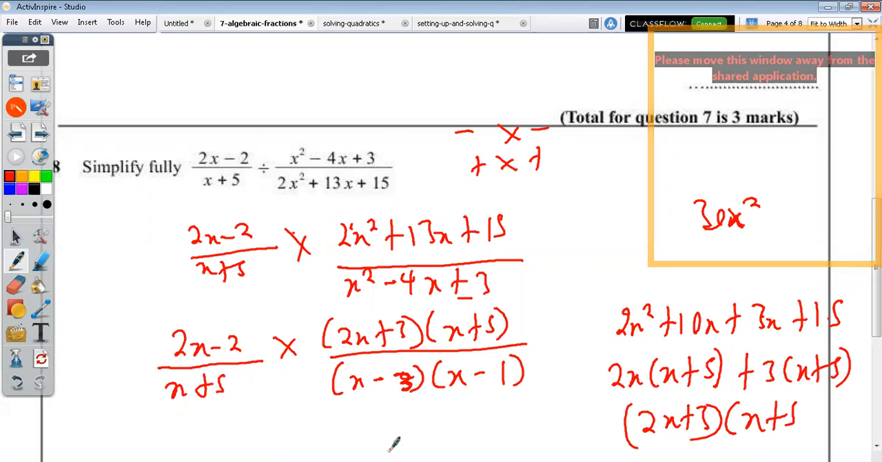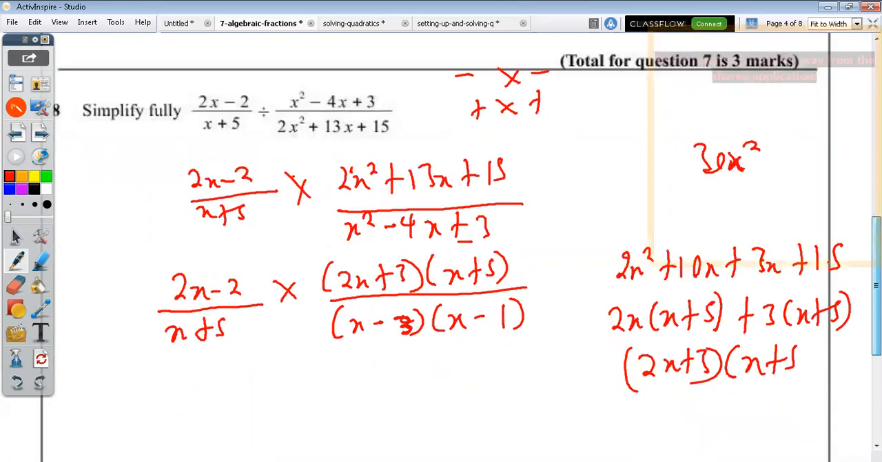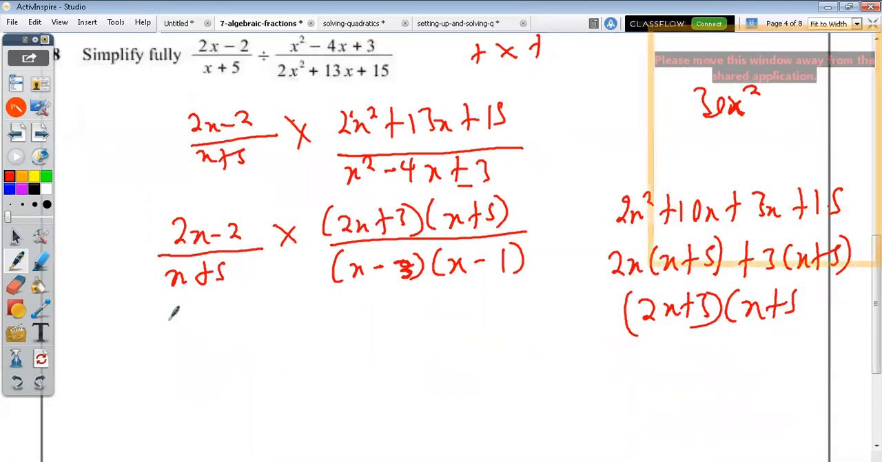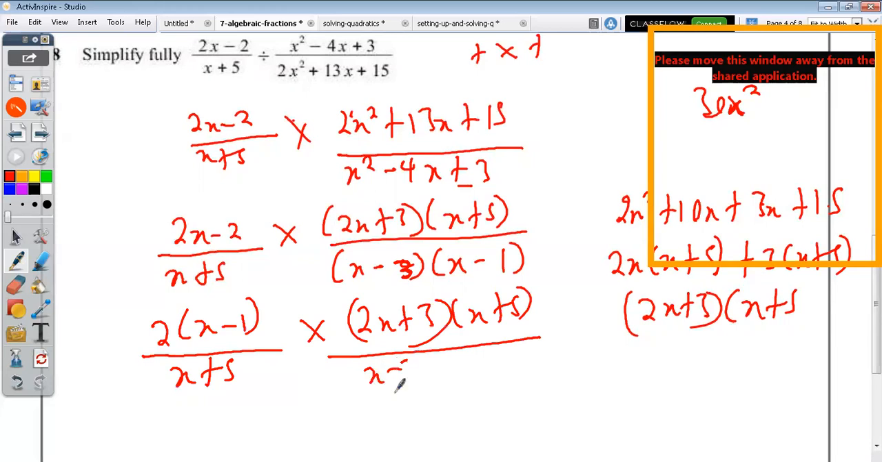Then let's see, is there something we can divide here? Maybe you didn't see that. Let's factor out 2 there. You get x minus what? Negative 1. Can you see that? Otherwise, you leave it. Multiply by 2x plus 3. Make sure that you have completely factorized things: x minus 3 brackets x minus 1.